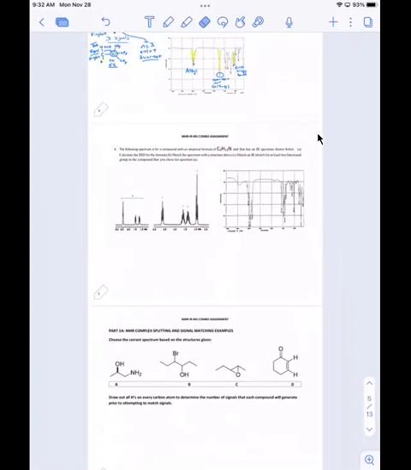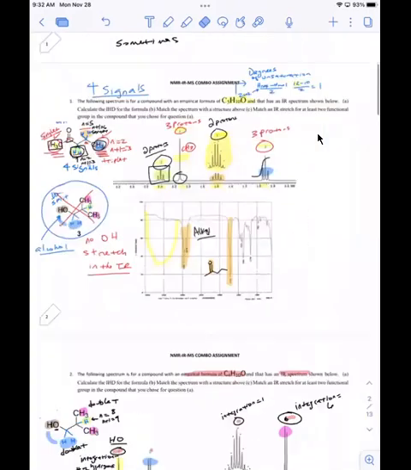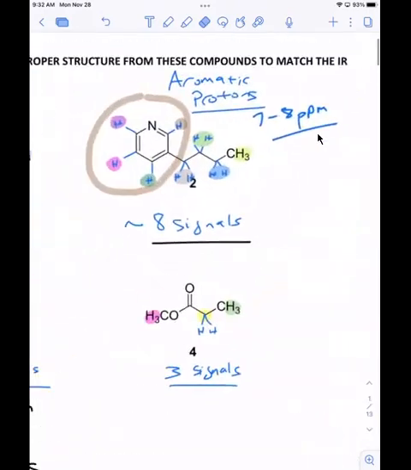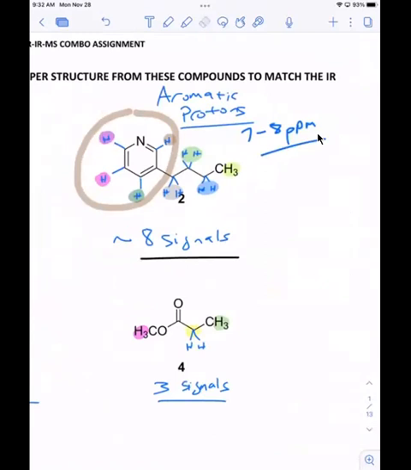So let's look at the last spectrum. We know this is the compound that we're looking at. I'm going to just copy it.